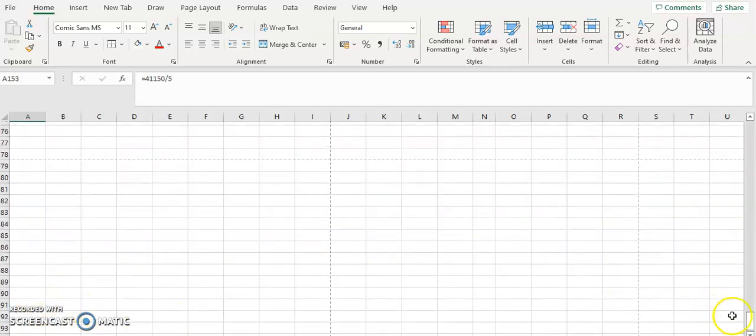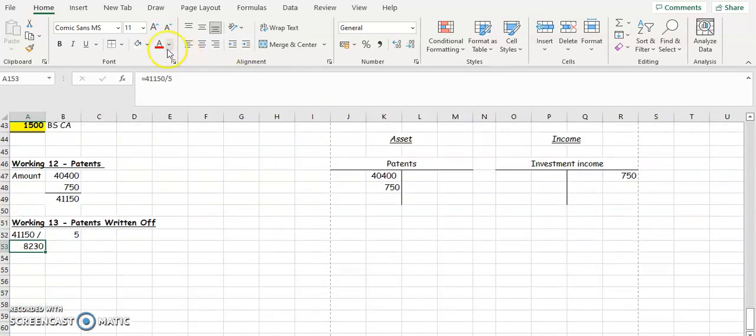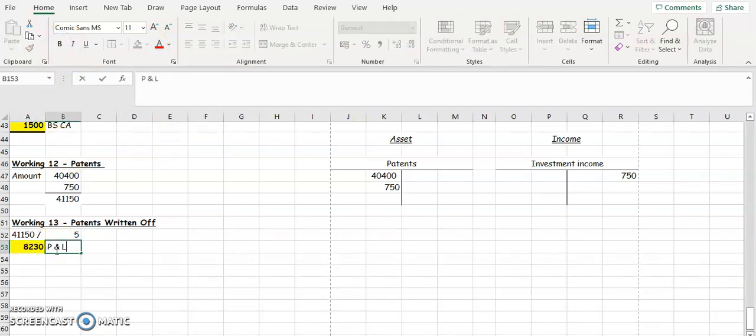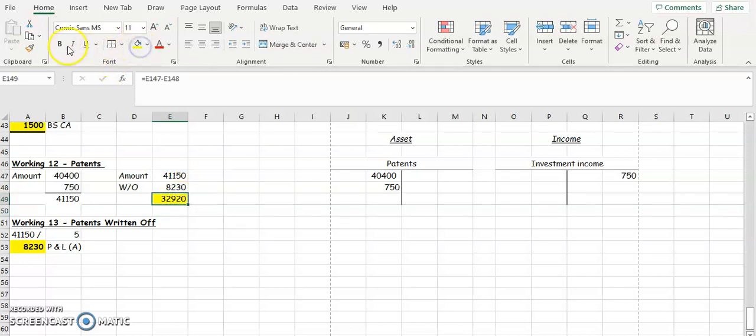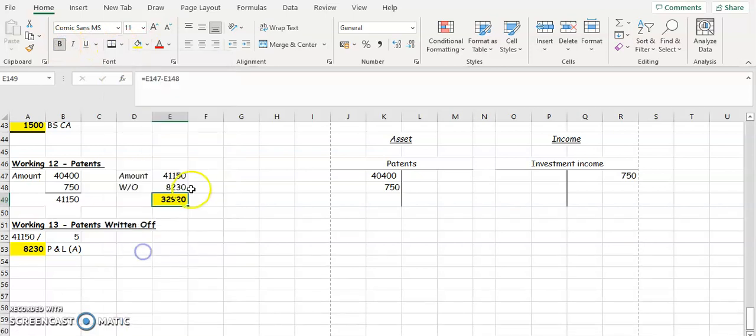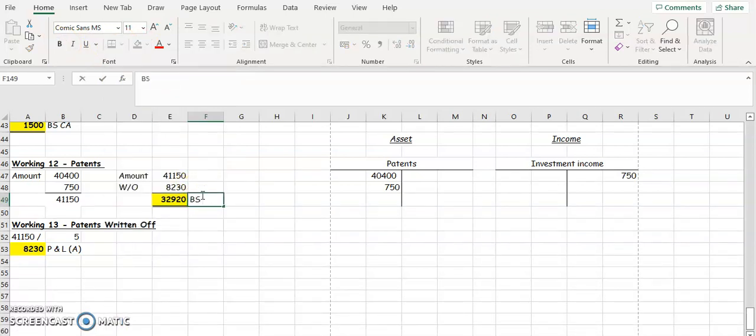So 8,230 then is going to go into your profit and loss account, and it's going to go into administration. So that's how much we're reducing by. Then we need to readjust our figure for patents that we have here. The amount for patents is 41,150, and we're going to take away our written off, which is 8,230, and that's going to give us our new patents figure that goes into the balance sheet as an intangible asset. So we're going to get 32,920. And that's the figure that goes into your balance sheet as an intangible asset.